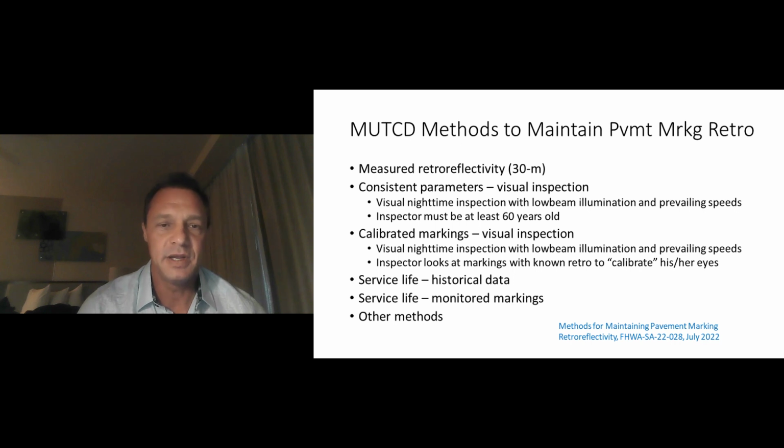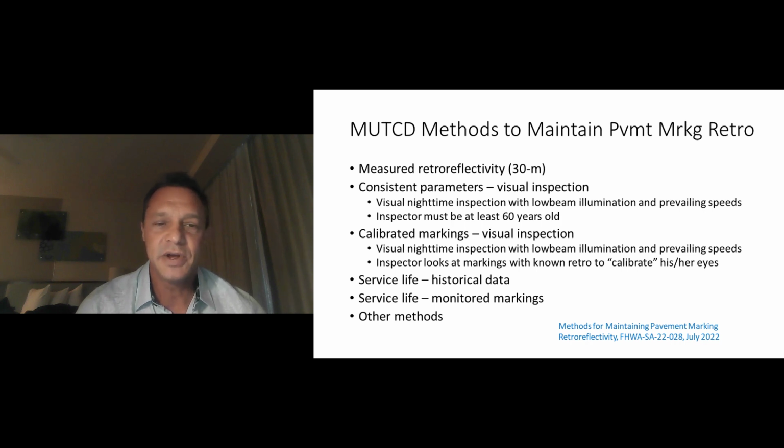The calibrated markings method is also a visual inspection method. The inspector can be any age in this case, and they begin the night by looking at a few lines of known retro, trying to remember how bright those lines look at, say, 50 and 100, and then go out and drive the rest of the inspection route that night and try to compare what they're seeing to the markings they looked at initially. Or maybe they look at those markings repeatedly through the night. I don't know, there's not a fixed procedure, but as you can imagine, subjectivity might apply to that as well.